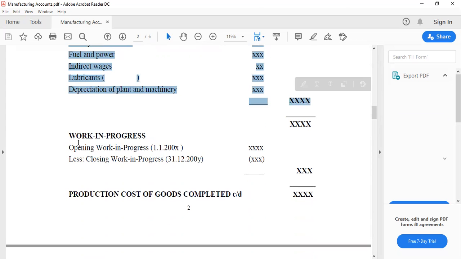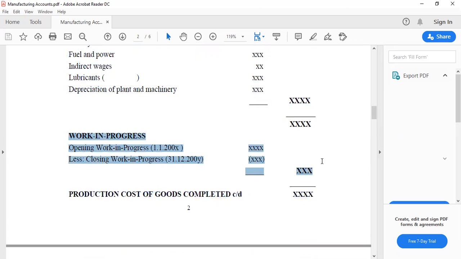And then we add the cost of work in progress. The cost of work in progress is equal to the opening stock of work in progress minus the closing stock of work in progress. Okay.